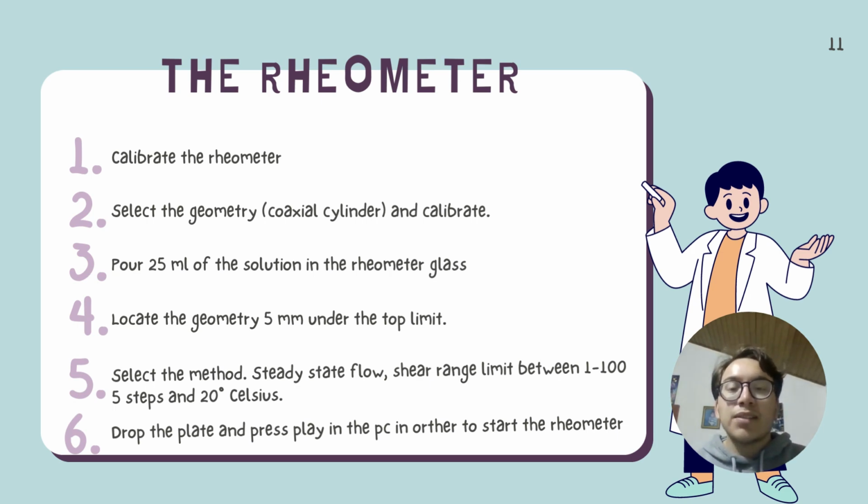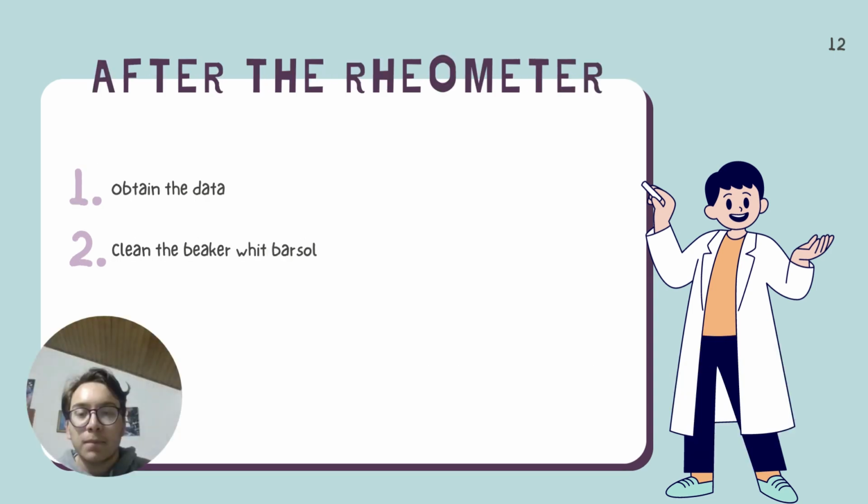Then we need to select the method, which in this case was steady state flow with a shear rate between 1 and 100 with 5 steps and a temperature of 20 Celsius. And finally, we drop the plate and press play on the PC in order to start the rheometer. The final step is after the rheometer. Basically, when the rheometer finishes collecting the data, we need to obtain the data and finally clean the beaker and the rheometer glass with Varsol in order to eliminate any waste of oil left.